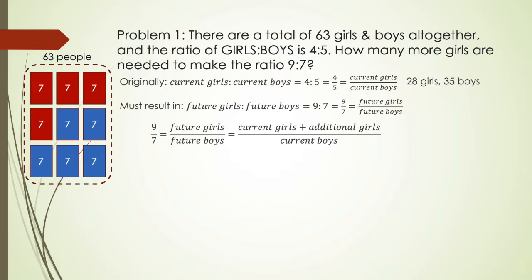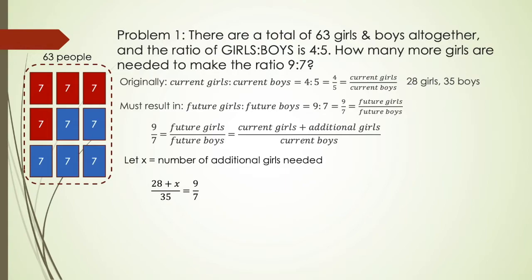The numerator, however, is a variable. It starts off as a total of 28 girls, but we have to add a certain number of girls. So let's set that as x. So x is the number of additional girls needed to make the ratio 9 to 7. We can set up an equation of (x plus 28) over 35 is equal to 9 over 7.